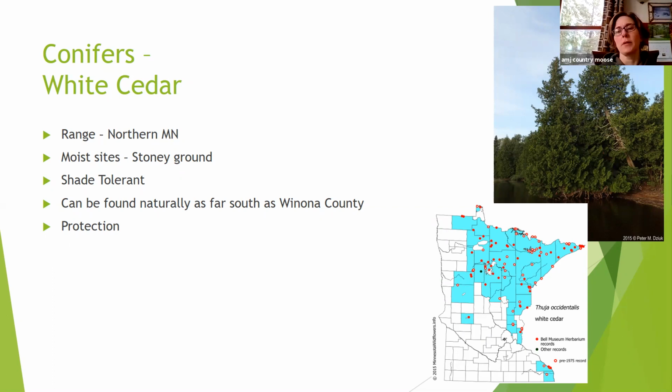As you can see in the map in the lower right-hand corner, the blue counties are the counties where it's found naturally. That's their native range. But if you live outside those counties, it doesn't mean that you can't plant the seedlings and see how they do. And that's common for all of our trees.